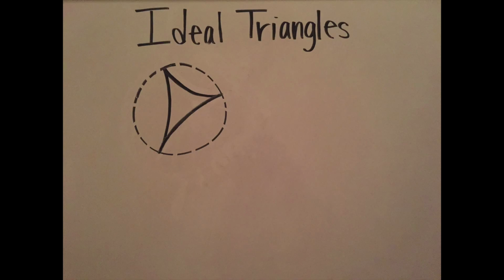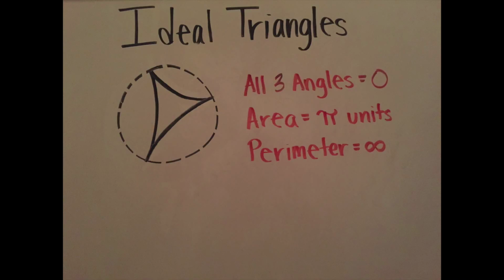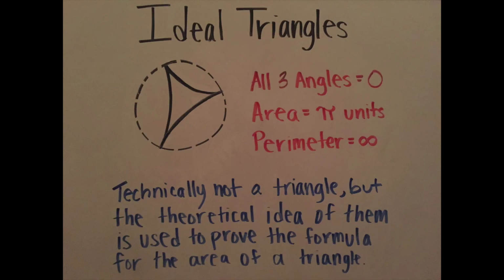Ideal triangles are a special kind of hyperbolic triangle whose vertices lie on the boundary of the Poincare disk. Since these vertices lie on the boundary of infinity, the lines get infinitely closer together, making each angle 0 degrees or 0 radians. If every angle is 0, that means the area of ideal triangles is pi units, while the perimeter is infinite due to the vertices stretching on forever. Technically speaking, ideal triangles are not real triangles, but the theoretical idea of them is used to prove the formula for the area of hyperbolic triangles to be true.